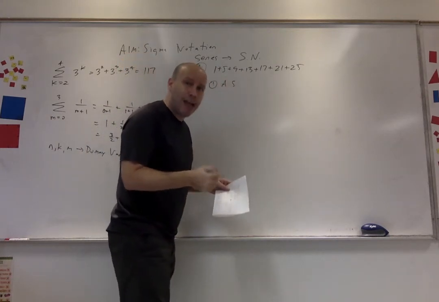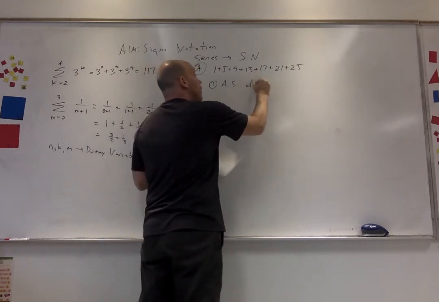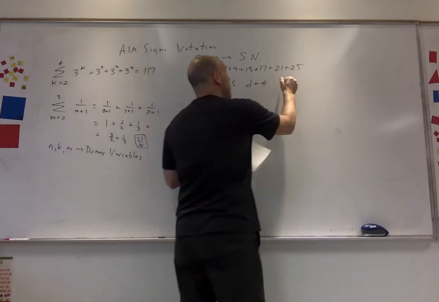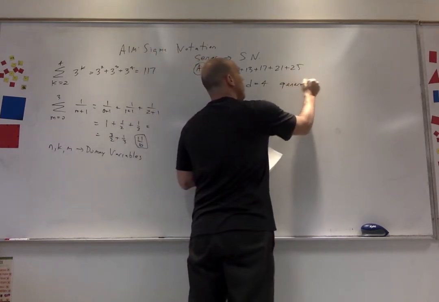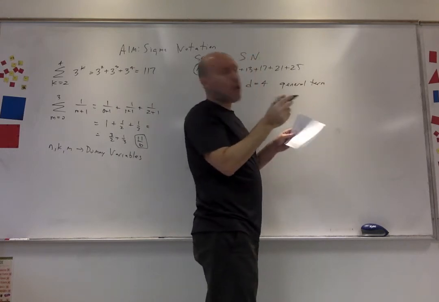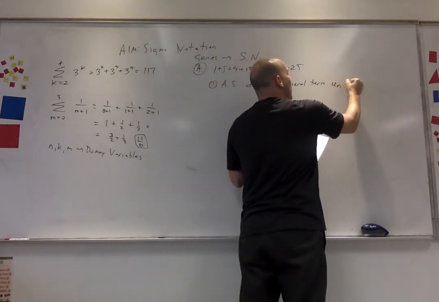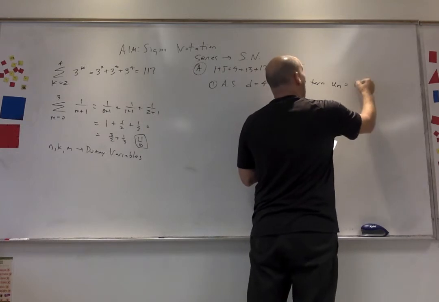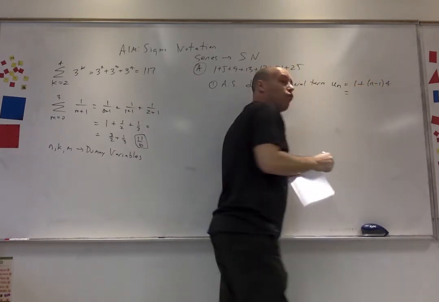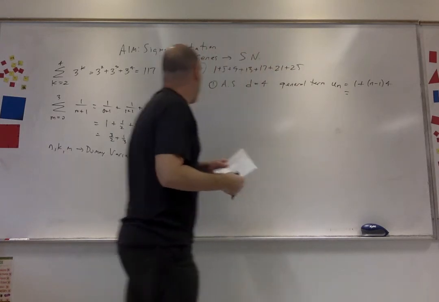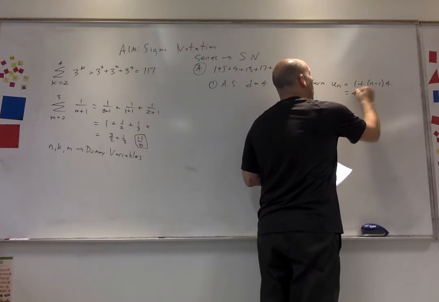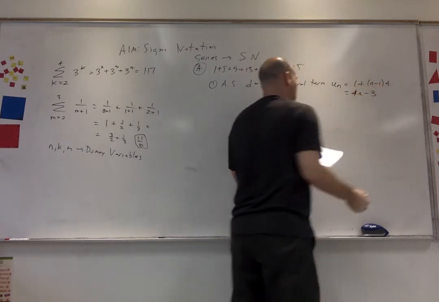You immediately identify the fact that the common difference is 4. So that means I can write the general term. The general term is u of n is equal to 1 plus n minus 1 times 4. So the general term, which we know is going in our sigma, is 4n minus 3.